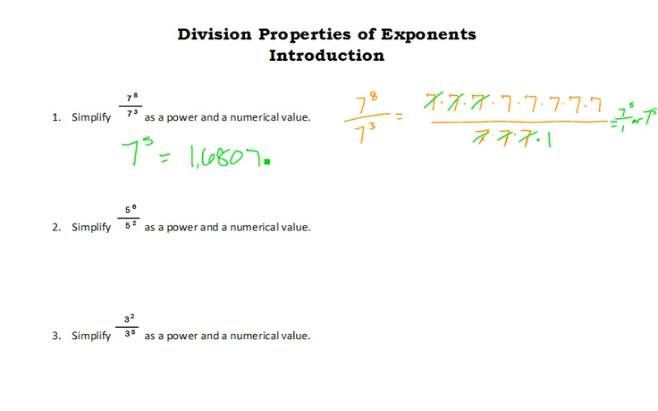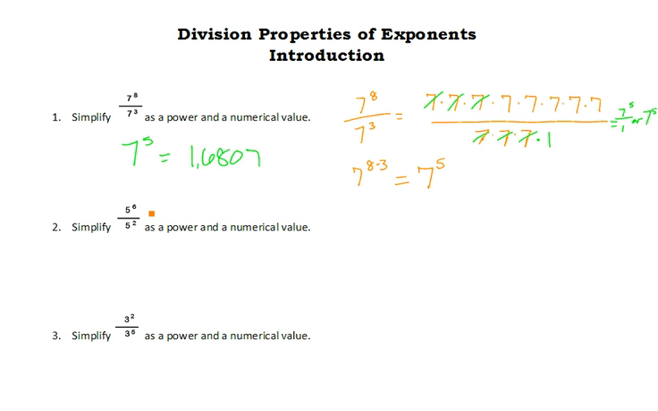Now let's look at what we did. What did we do to 8 and 3 in order to get to that 5? It looks like we took and subtracted. So 7 to the 8 minus 3 is 7 to the 5th. Okay, let's try that one more time and see what happens.